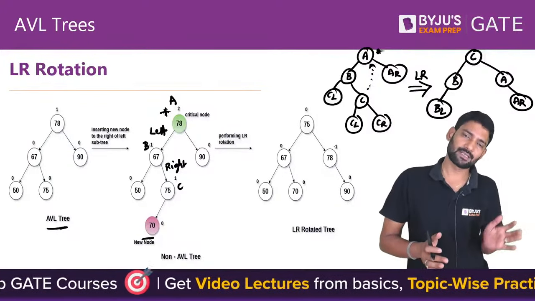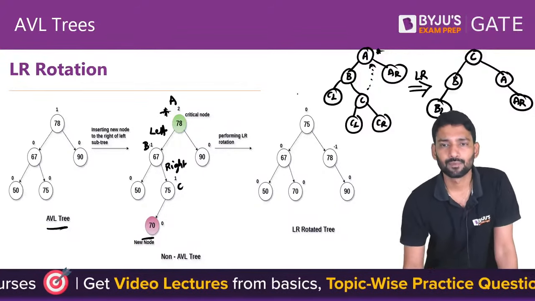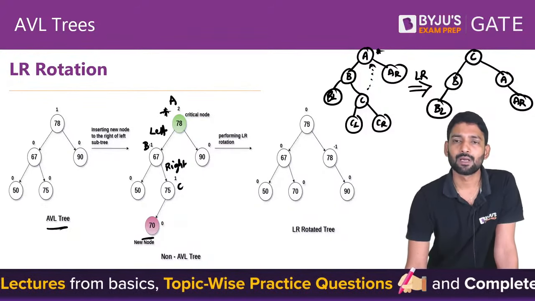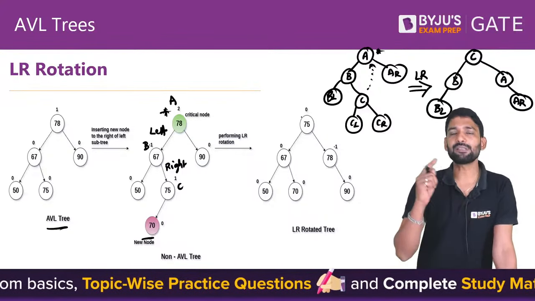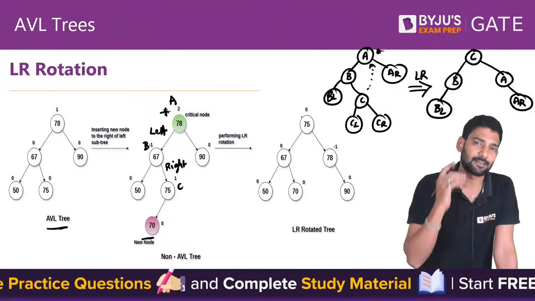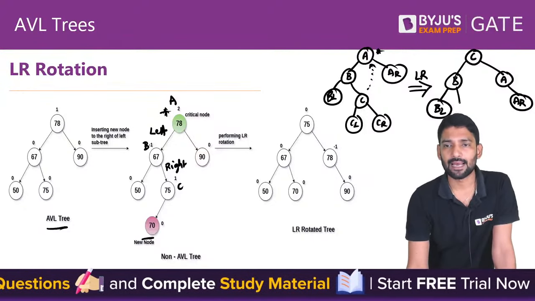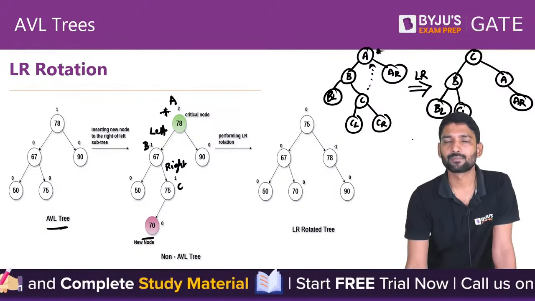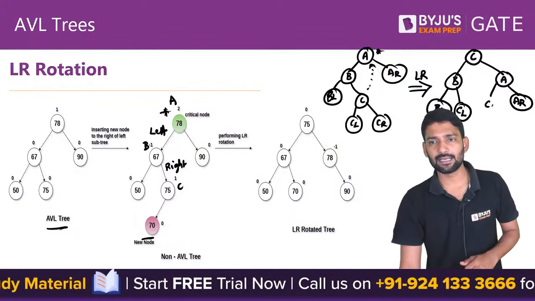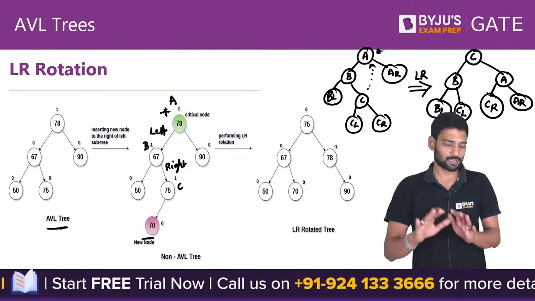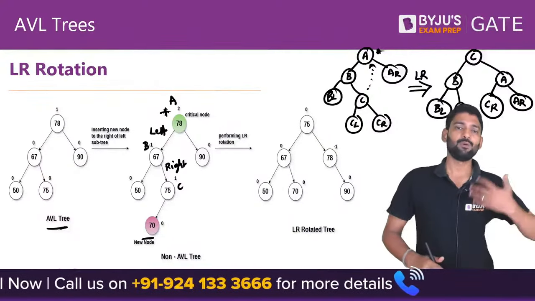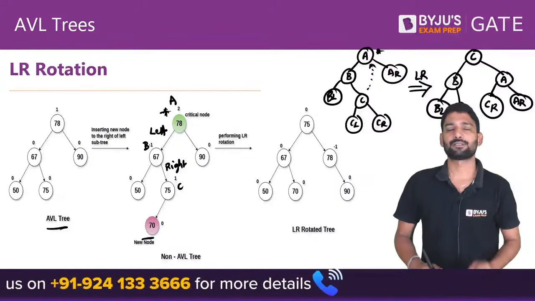So B is still on the same side. B left has no impact. Now C left, C right we have to insert. C left would be on C left only, but as B's right. C right would be on C right side only, but as A's left. So this is the general equation or method. Now you apply that on this example.